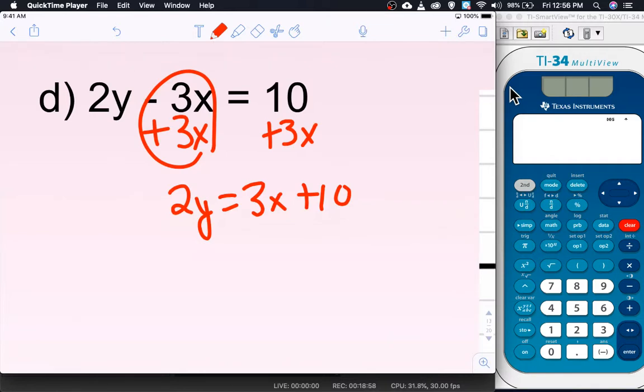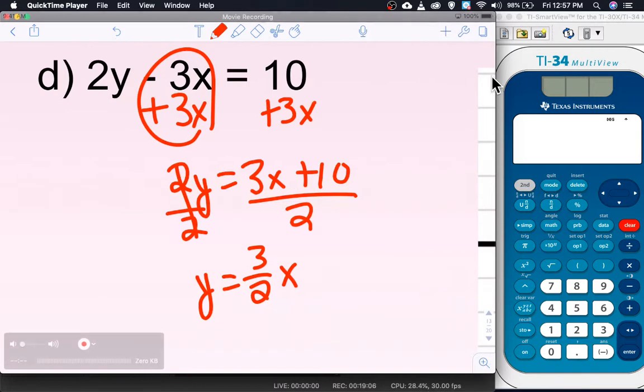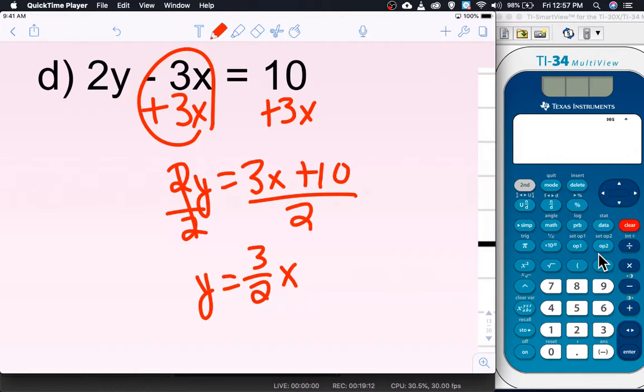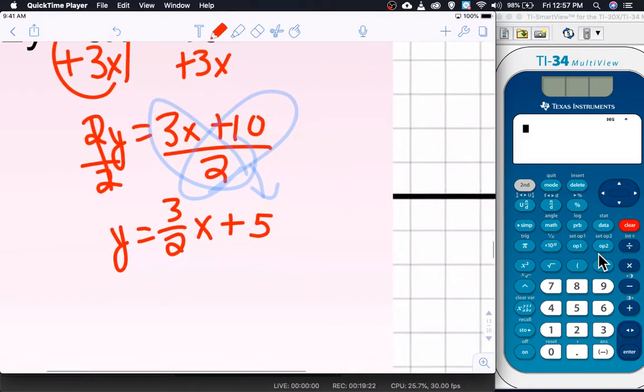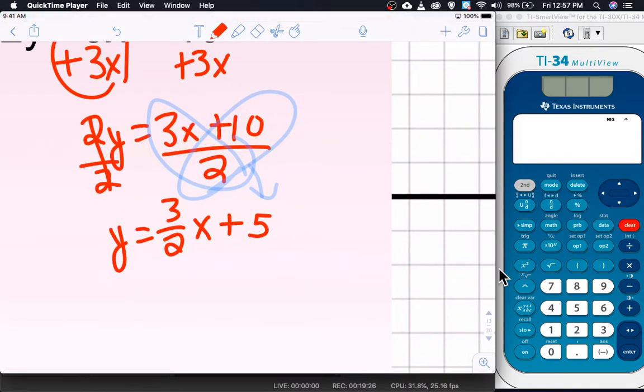Now to get the y by itself, this is familiar. We're going to divide by 2 everywhere. Boom. And y equals 3/2x. Remember, this fraction does not divide, so we just leave it as a fraction. That's our slope fraction. Plus 5. This does divide. 10 divided by 2 is 5. All right? So there's my equation. I have my slope as a fraction. I have my intercept as 5.